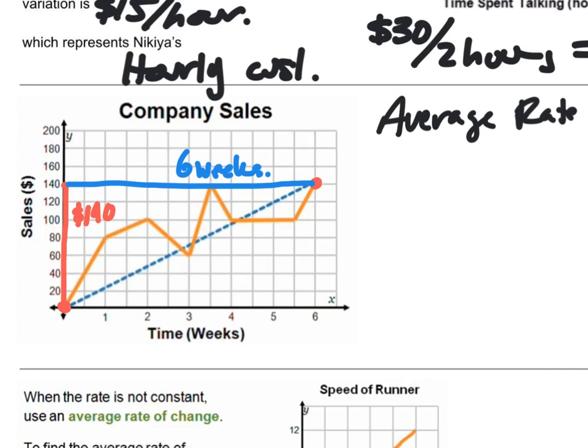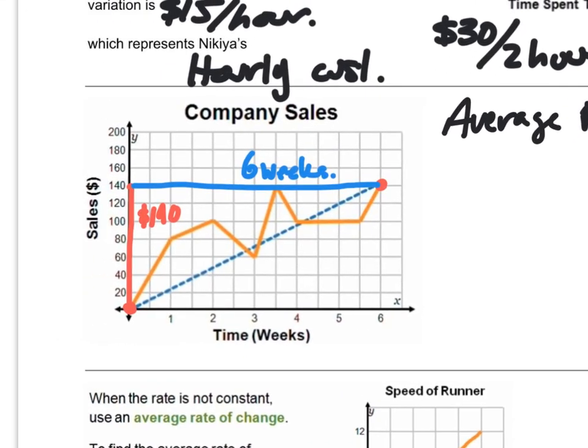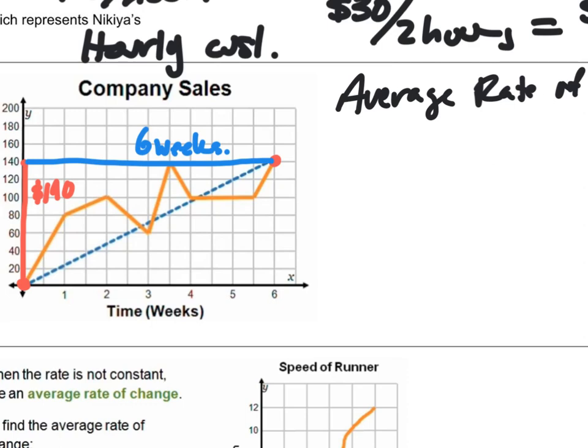Even though it fluctuates, over time the company has made money. On average, we want to know how much they are selling per week. To find our slope, which we'll call M, we take $140 and divide that by 6 weeks. Now, let's actually calculate what 140 divided by 6 is.